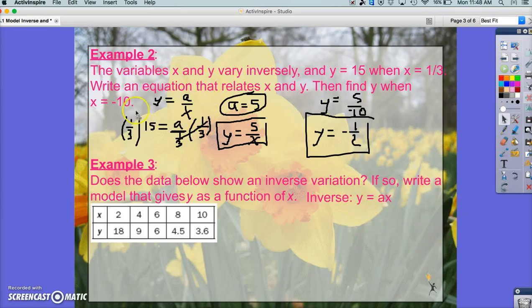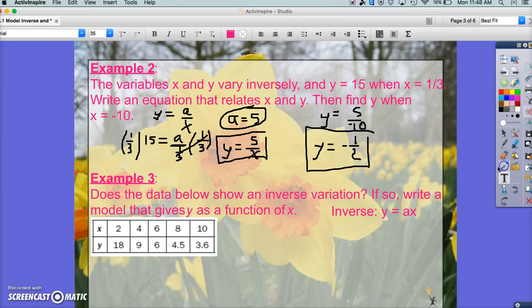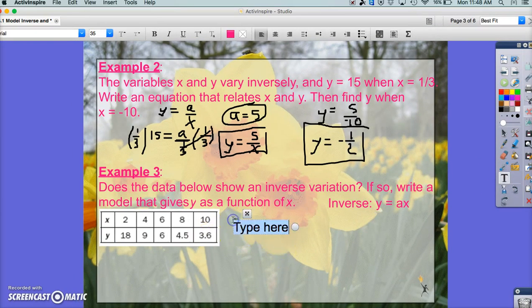How did I do that? Look at your equation up here. If I want to get a by itself, I'd multiply both sides by x. So for these problems, we're going to find out what each of them equals.